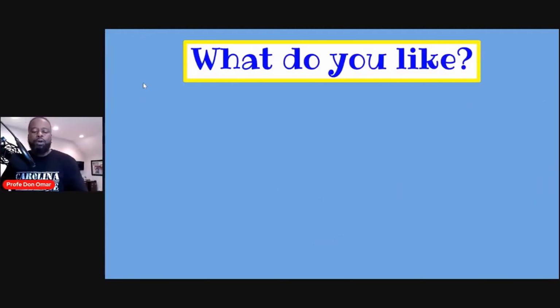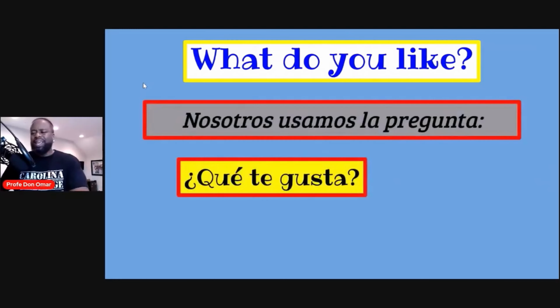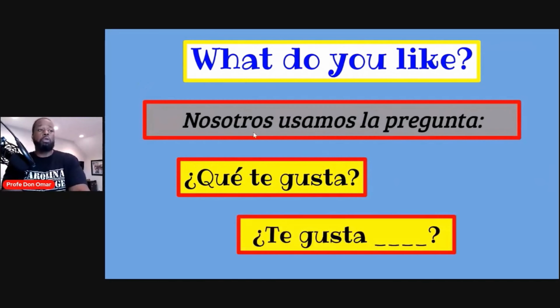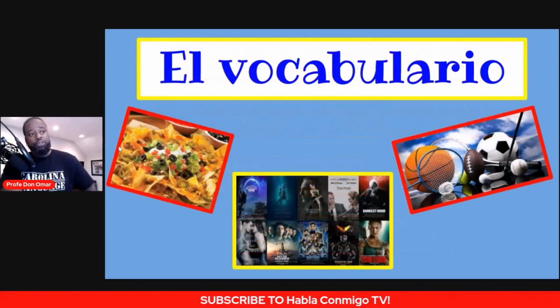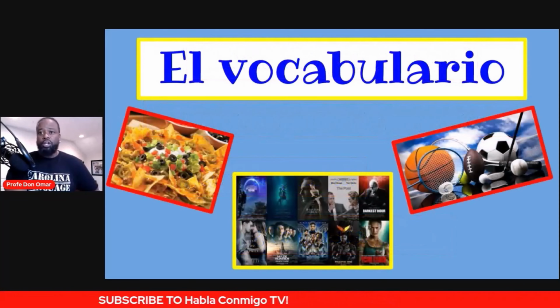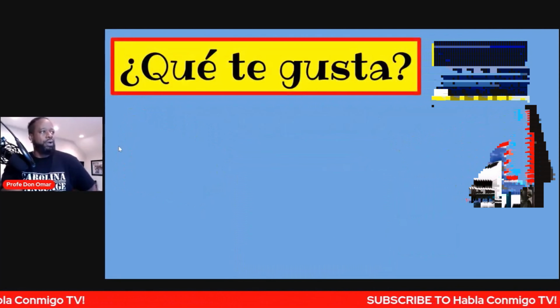Una pregunta muy importante. Usamos la pregunta, ¿qué te gusta? All right? ¿Qué te gusta? También tenemos, ¿te gusta? Do you like? We're going to use some vocab here to help us with understanding how to use gusta and gustan. All right? La primera situación.